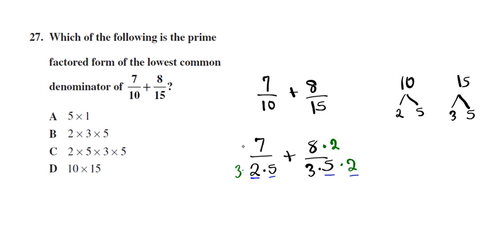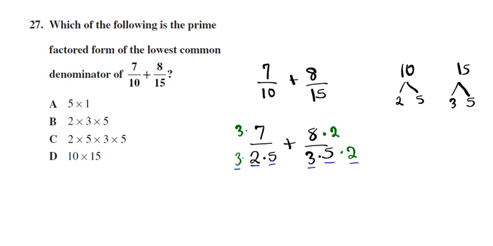No, we have to add it at the bottom and the top, down like that. So you see what we have? We have 1 3, 1 3, good. 1 5, 1 5, and 1 2, 1 2. So these denominators give you the LCD. Our LCD is the lowest common denominator, which is what they're asking for, and it is simply, in ascending order, 2 times 3 times 5. The answer to 27 is B.